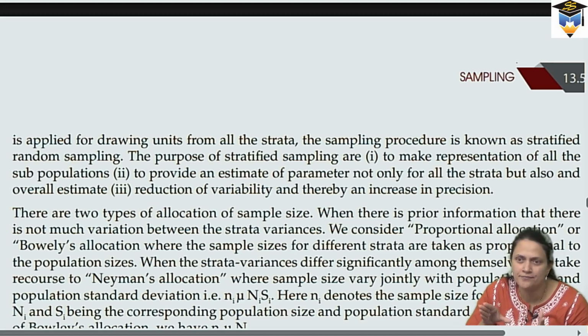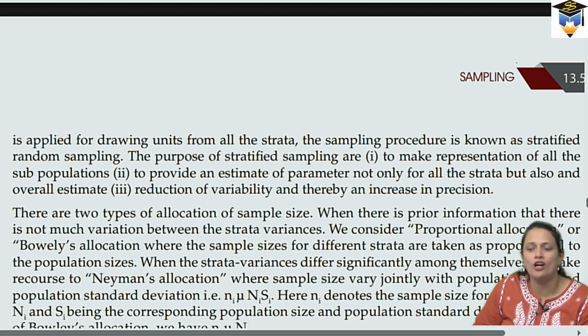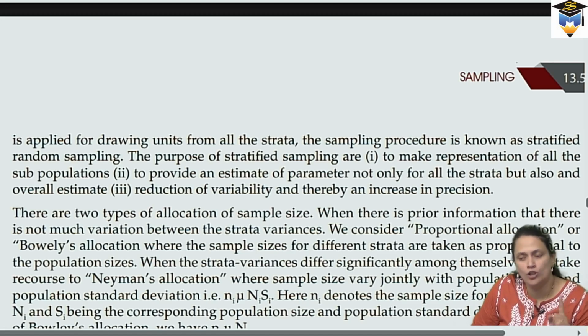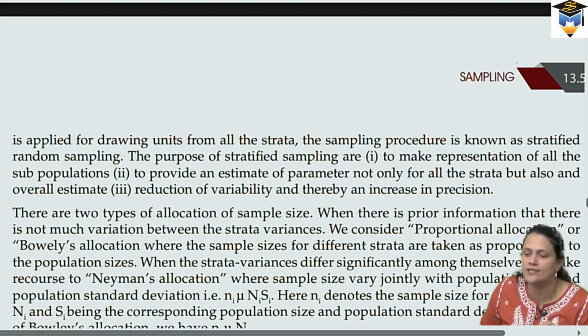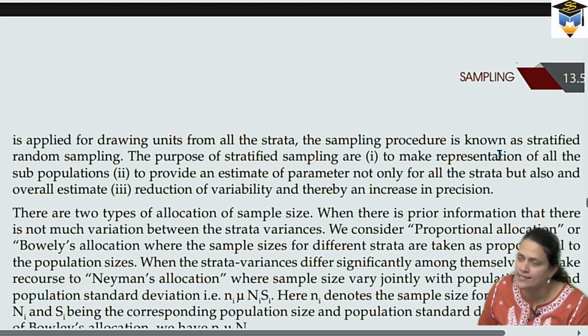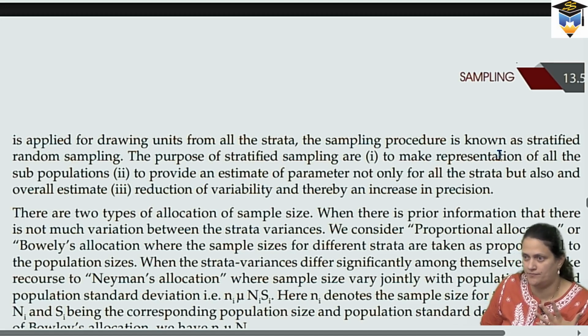Understood this part? So now, the purpose of stratified sampling is to make representation for all the subpopulations, to provide an estimate of parameter not only for all strata, but also the overall estimate, and reduction of variability and thereby an increase in the precision. So why we are doing this? To get a precise sampling. No error should be there.